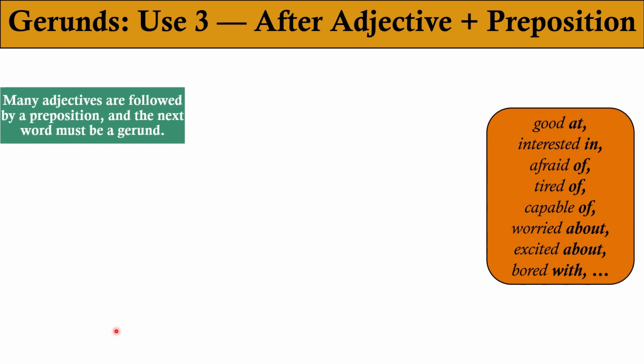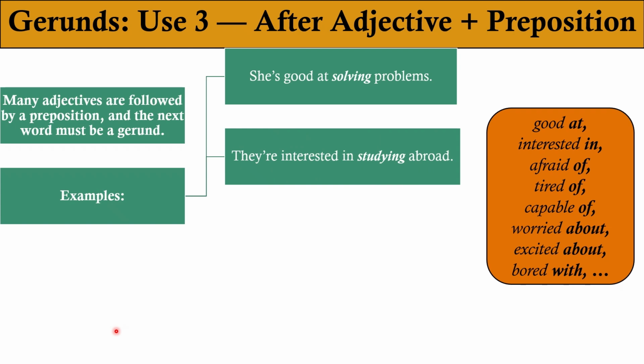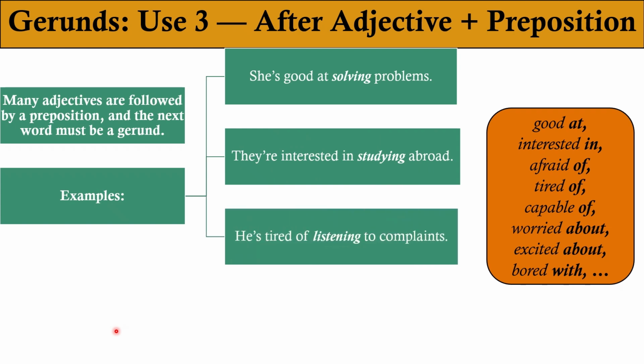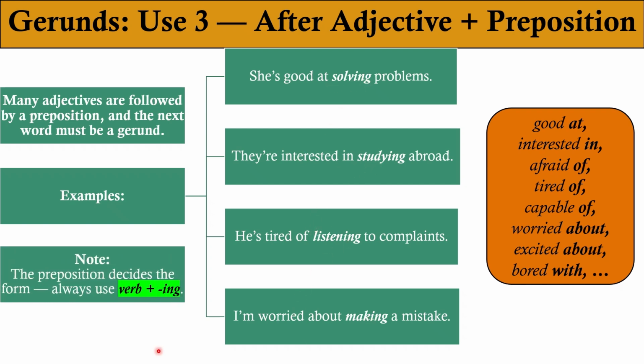Here are some examples. She's good at solving problems. They're interested in studying abroad. He is tired of listening to complaints. I'm worried about making a mistake. Do you see the pattern? The structure is always adjective plus preposition plus gerund. So remember, when you have an adjective followed by its specific preposition, the next word is always verb plus -ing.